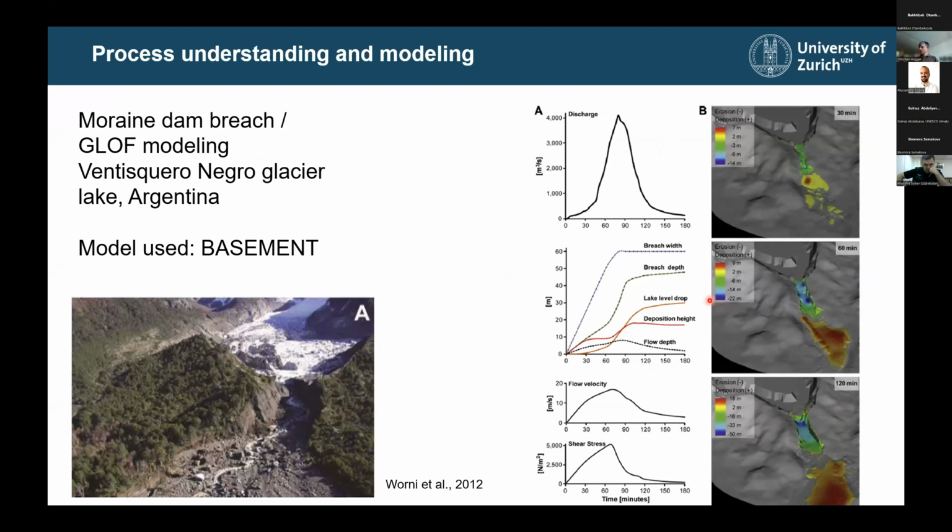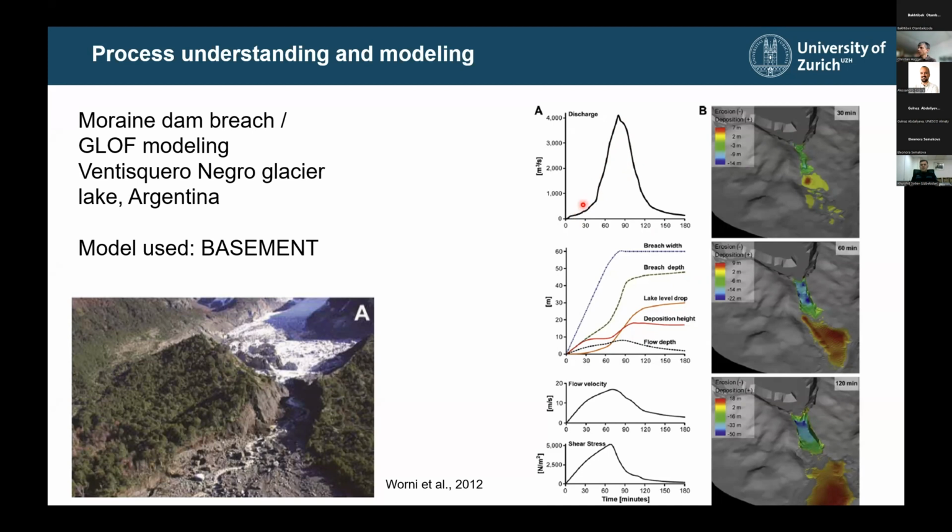This is now an application with the model BASEMENT. And what you can see, there was damage here, but fortunately it was not a big disaster. So for us, it was also very important to learn to understand the process. And with the model, for instance, we were able to reconstruct a discharge. This is a moraine dam failure, so it's really this breach widening process with erosion at the moraine.